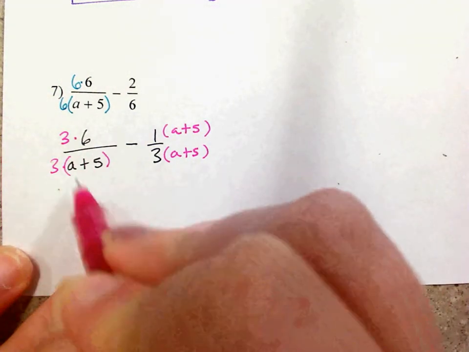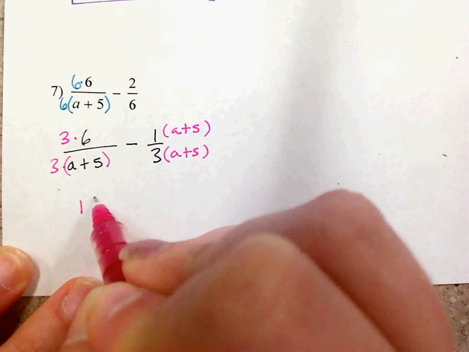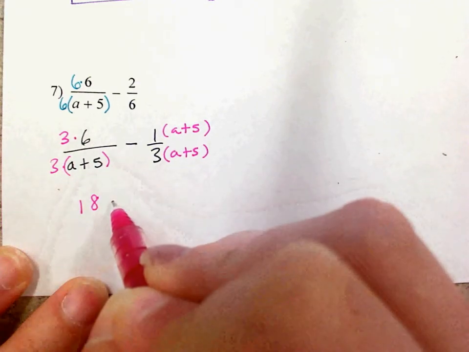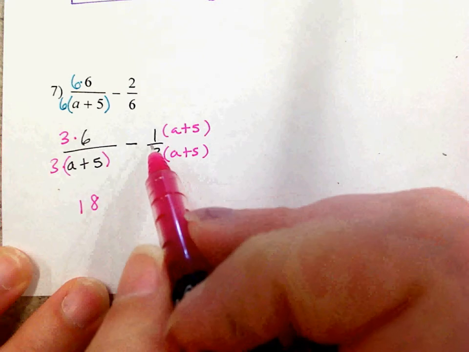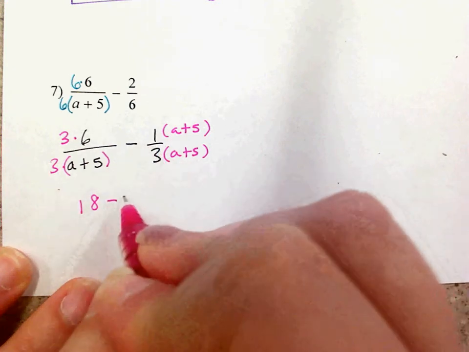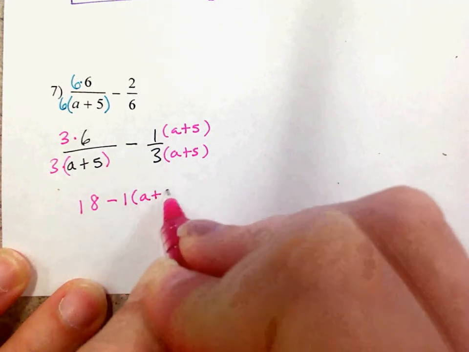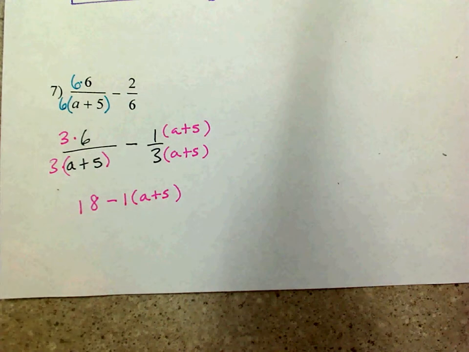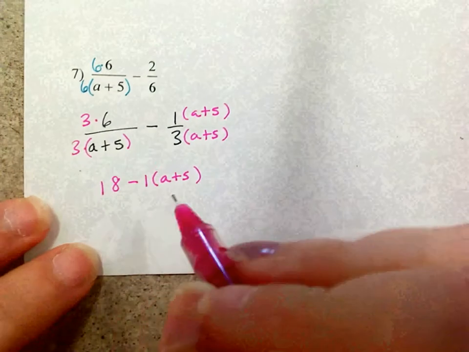18. Now you have to be careful about this. I'm going to write it like this: minus 1 times a plus 5. And you know why I'm doing that? Because most people forget to distribute the negative. And you have to remember to distribute the negative over my common denominator, right? Okay, so let's go ahead and distribute our negative.